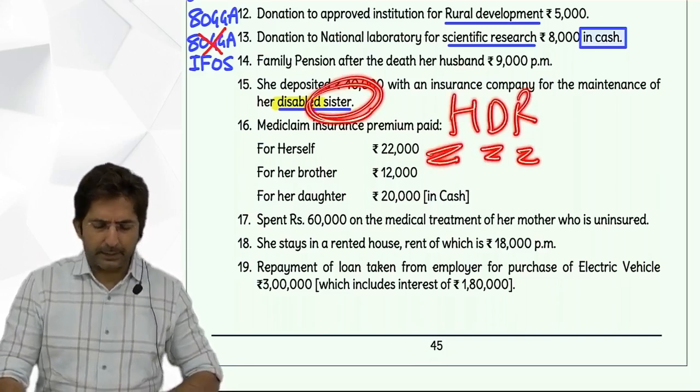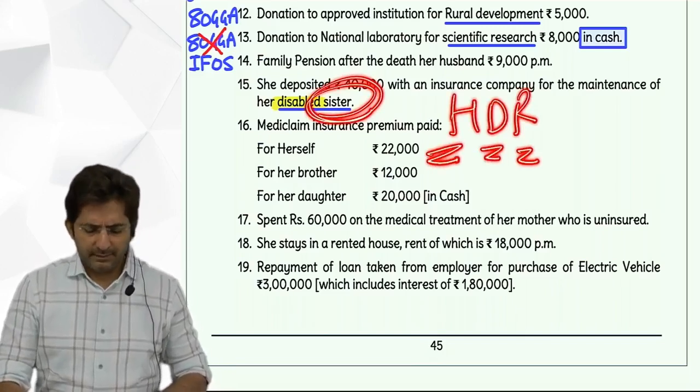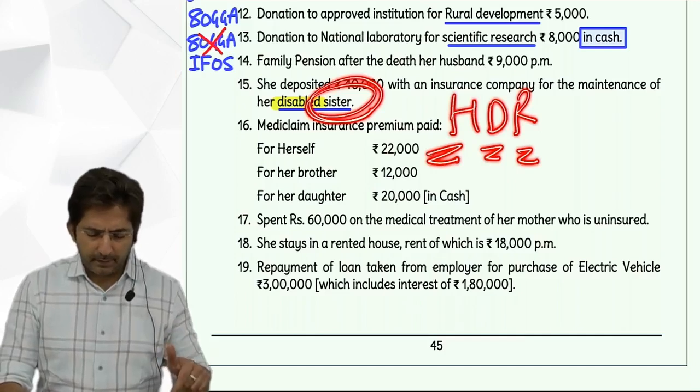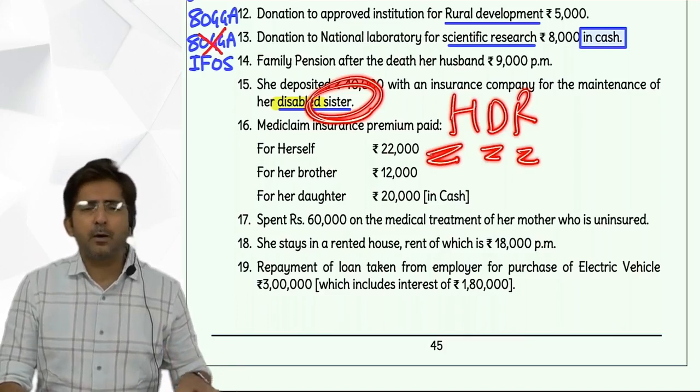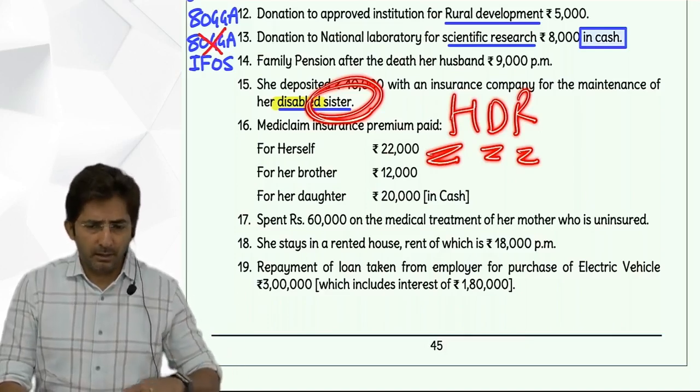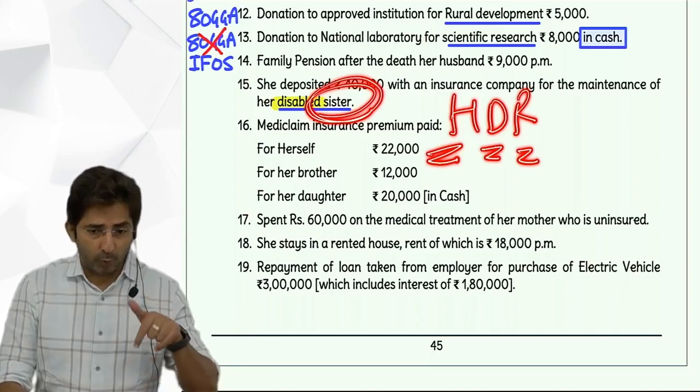Handicap, dependent, relative. Check. Is she handicapped? Yes. Is she dependent? Not given. Whenever the problem is silent, make a positive assumption: dependent. Earlier also I have told this point twice.